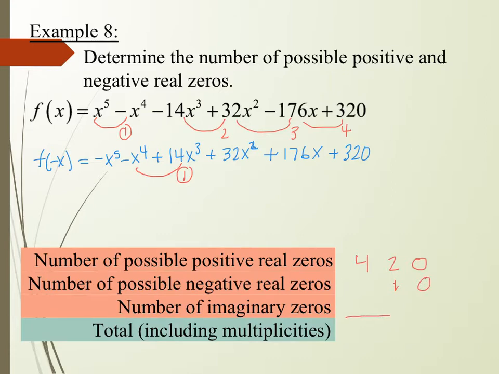Now, the potential of imaginary. Well, for imaginaries, we can only have 2 zeros because we can't have 4 here. This has to add up to 5. And the number of real negative zeros we said was 0. So we only have the 2 possibilities in this particular case.